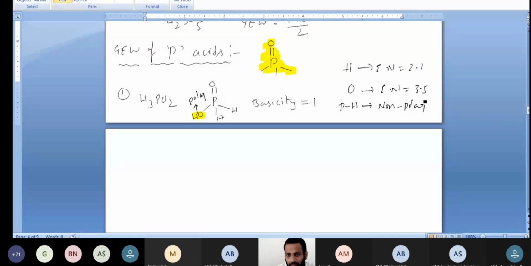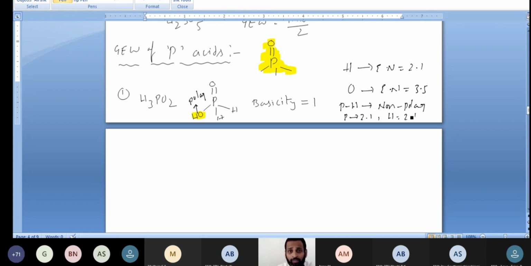Can you remove H plus here? No. Why? Because phosphorus electronegativity is 2.1 and hydrogen also 2.1. There is no difference actually. Phosphorus is slightly more, phosphorus electronegativity is 2.15. So hydrogen is 2.1, I wrote, but it's 2.08 like that. So almost similar electronegativity. So H plus cannot come.